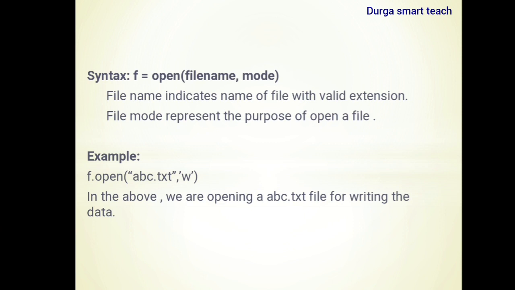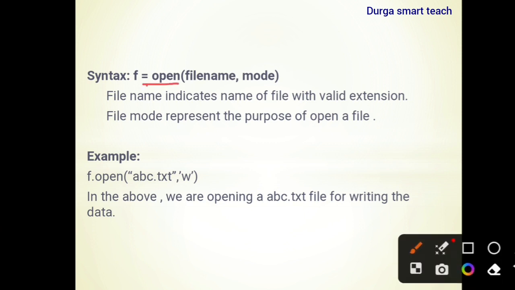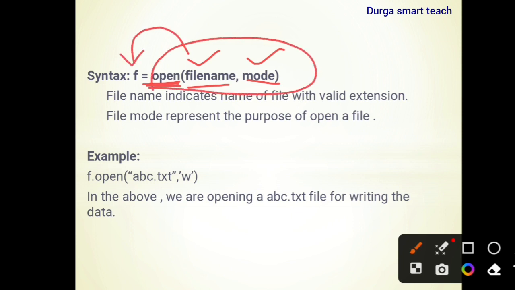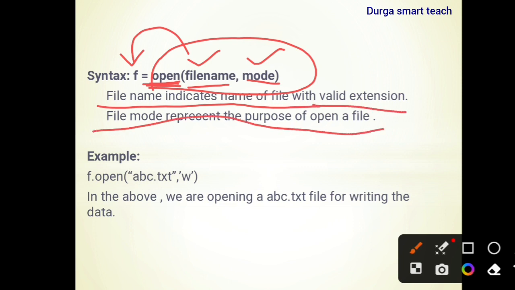Next, this is the syntax to open a file. Python provides the open function to open a file. It consists of two parts: one is the file name and the other is the mode. The file name represents the name of the file and the mode represents the purpose. We are opening a file and storing it in a variable f. f is a variable which holds the file. The file name indicates the name of the file with a valid extension, and the file mode represents the purpose of the file.